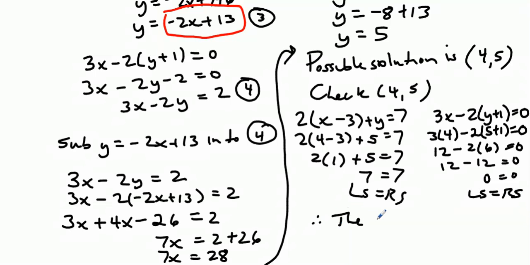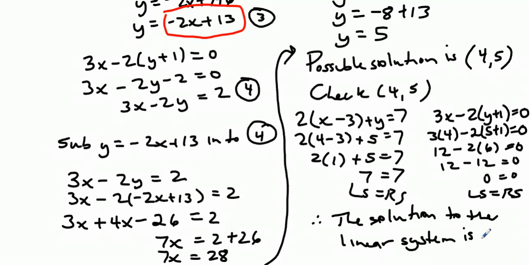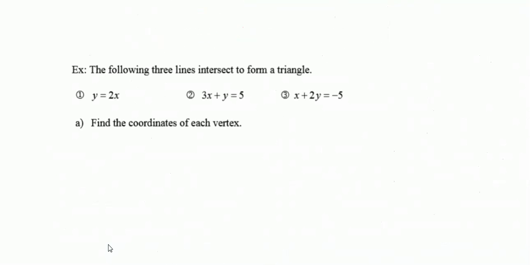Therefore, the solution to the linear system is 4, 5. Make sure it's in brackets. Okay. All right, last example. So it says, this is a little bit different. The following 3 lines intersect to form a triangle. Y equals 2x, 3x plus y equals 5, and x plus 2y equals negative 5. So it wants you to find the coordinates of each vertex.